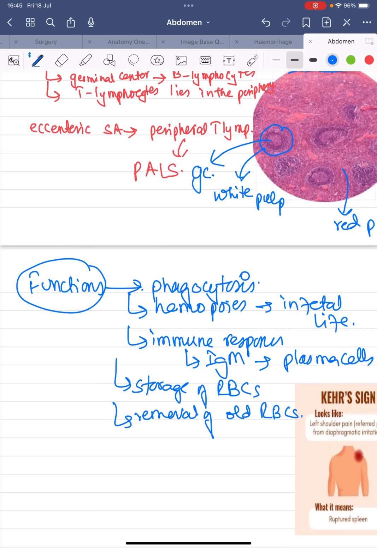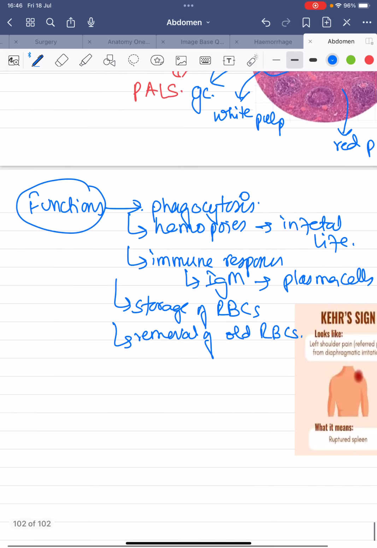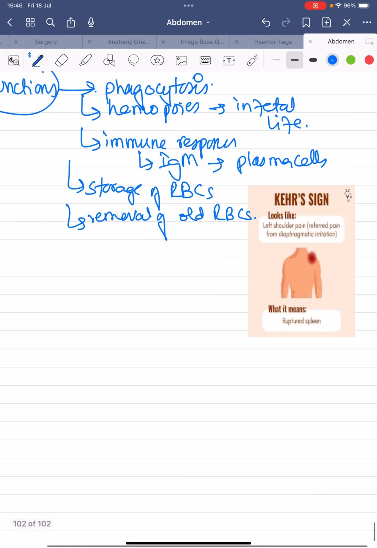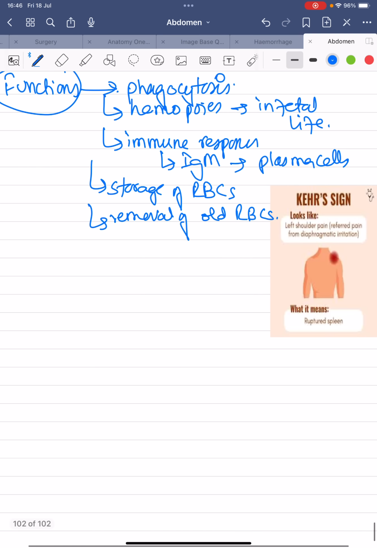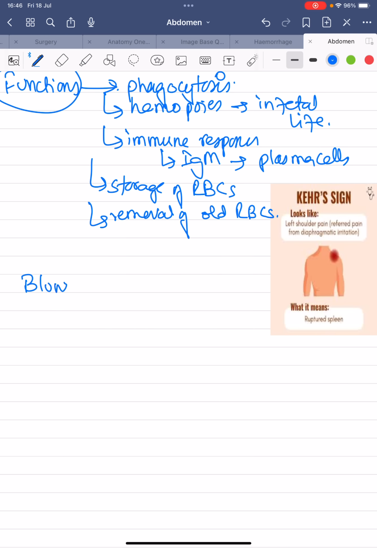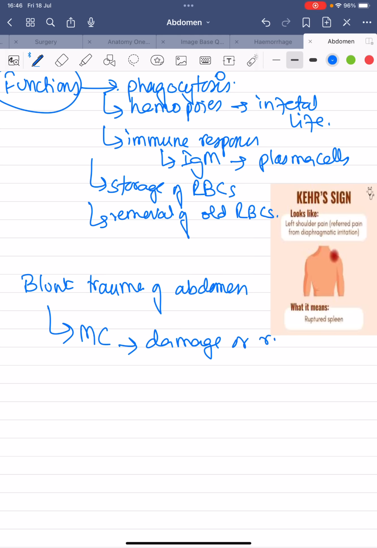So these are the functions of the spleen: removal of pathogens, removal of old abnormal red blood cells, storage of platelets, protection from infection. Clear to everyone? Now a very important point in relation to the spleen: in blunt trauma of the abdomen, the most common organ which is damaged or ruptured, the answer is spleen. This is a very important MCQ.